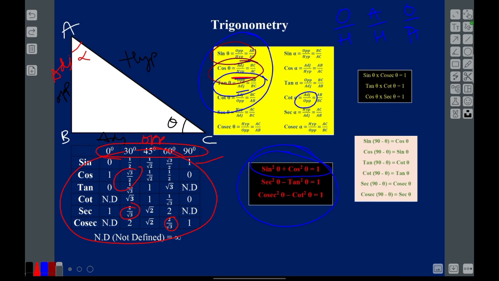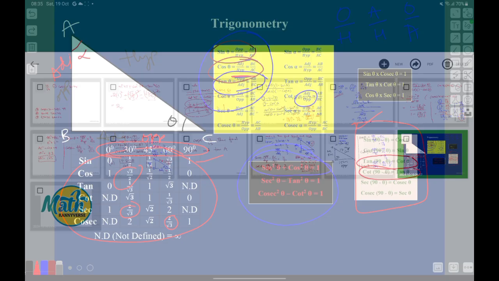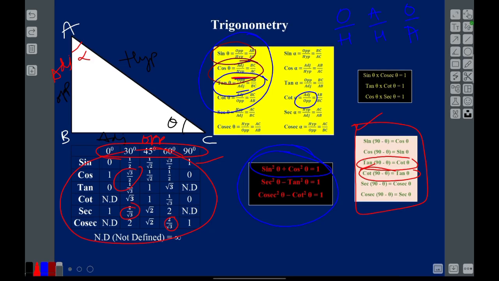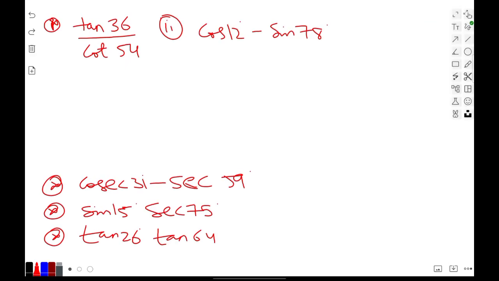Tan 90 minus theta equals cot theta, or cot 90 minus theta equals tan theta. Using this formula you can solve these problems easily. With respect to tan we have cot, and with respect to cot we have tan, and vice versa. Similarly for sine it is cos, for cos it is sine, for secant it is cosec, and for cosec it is secant. As we have tan and cot, change any one. You can change tan into cot or cot into tan, it's up to you.